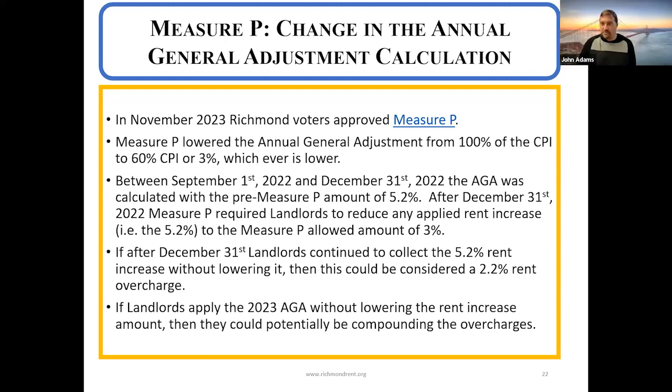But because of Measure P being implemented on December 31st, starting on January 1st, that rent increase needed to be lowered to 3%. Pero por causa de la medida P, empezando después del 31 de diciembre, se tuvo que cambiar a 3%. If the landlord did not lower the rent by 2.2%, they were overcharging the tenant. Si los propietarios no rebajaron la renta en 2.2%, entonces quiere decir que sobrecobraron a los inquilinos.